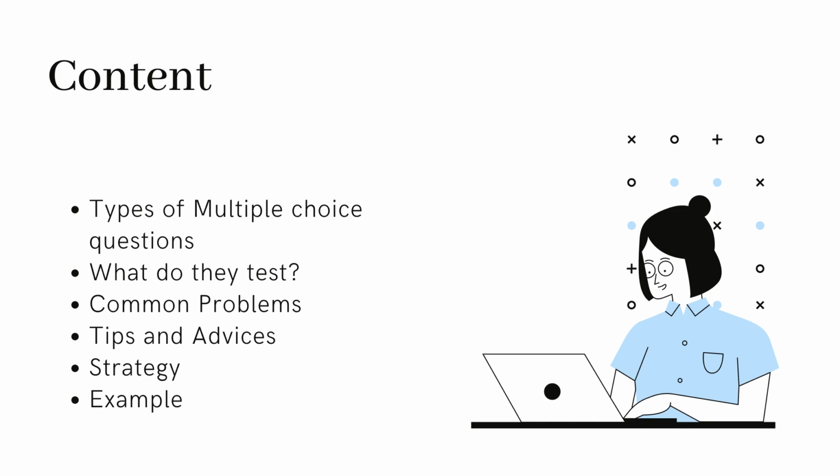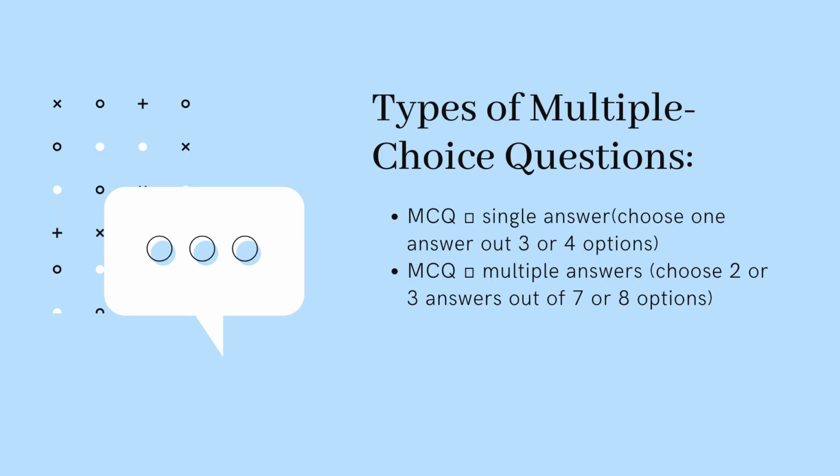So let us begin. There are two different types of multiple choice questions. Number 1 is to choose one answer out of 3 or 4 options, and number 2 is to choose 2 or 3 options out of the given 7 or 8 options. Note, the first type of question is the most common one.